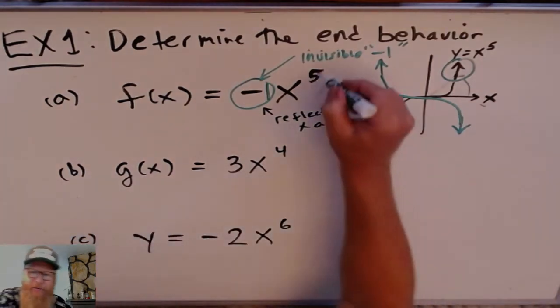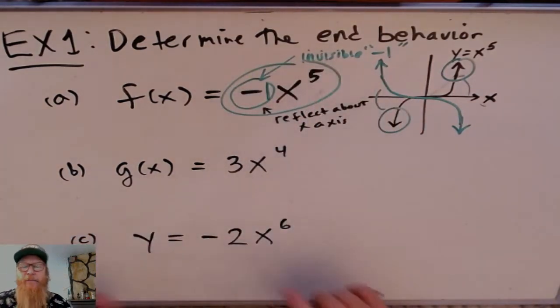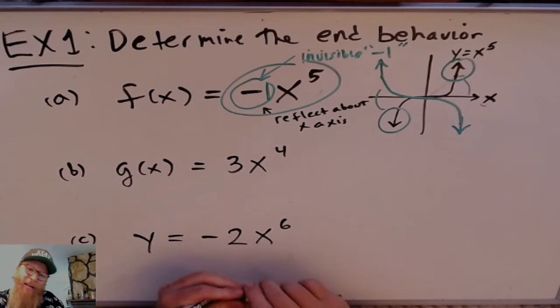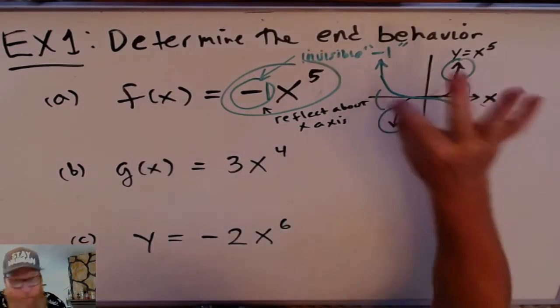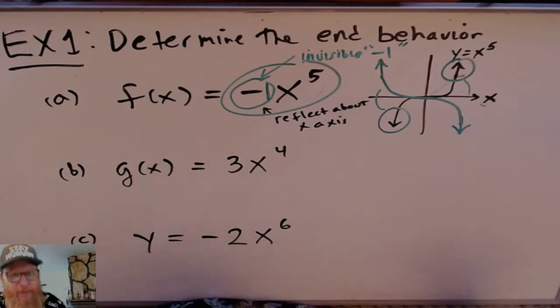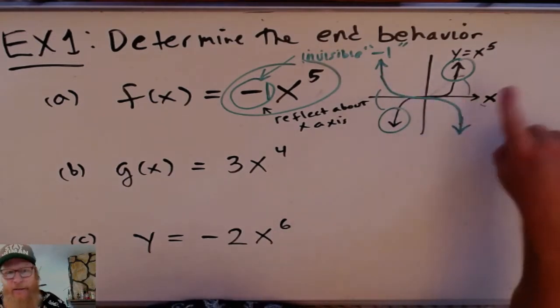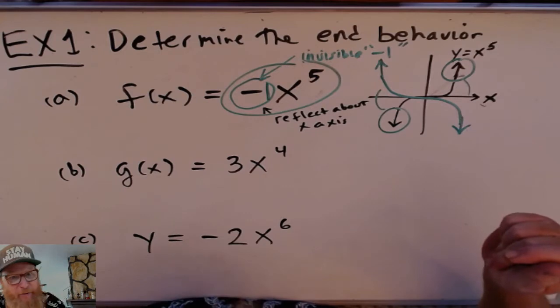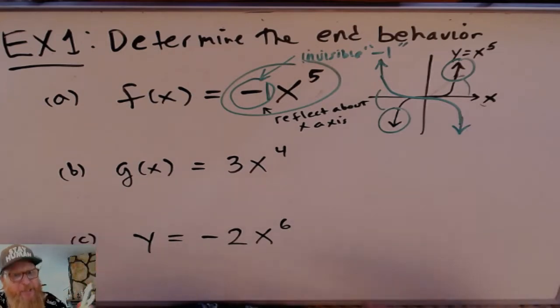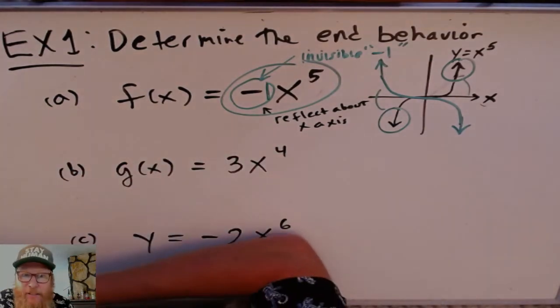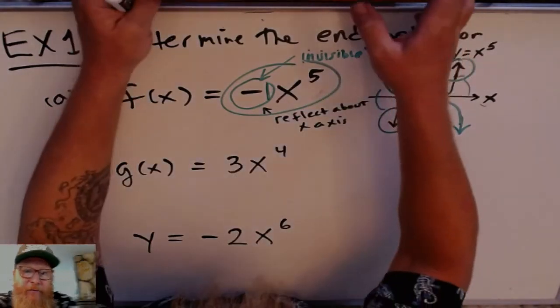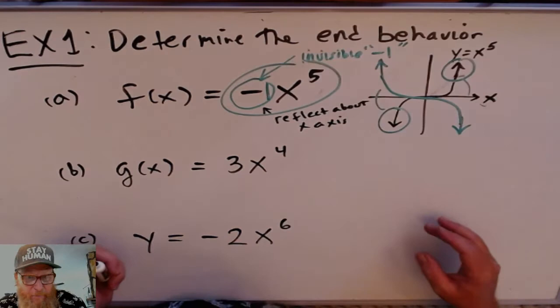of -1 times x to the 5th. Now again, you could go back to chapter 3 and you could make an XY chart and you could plot a bunch of points. It's going to take you a lot of time. In this chapter, we're not graphing like that. We're using experiential graphing, so we know what this looks like from past experience. I don't want to go relive all that over again. Do you? You really want to do all that?